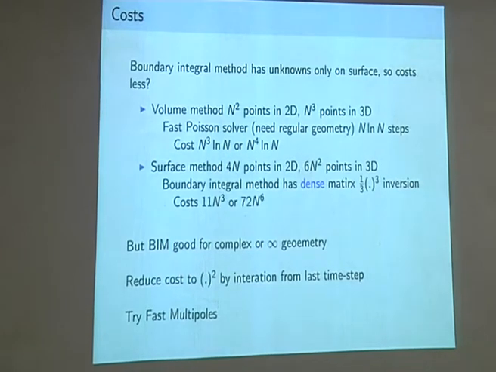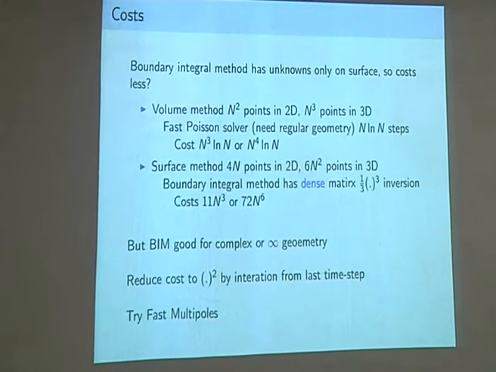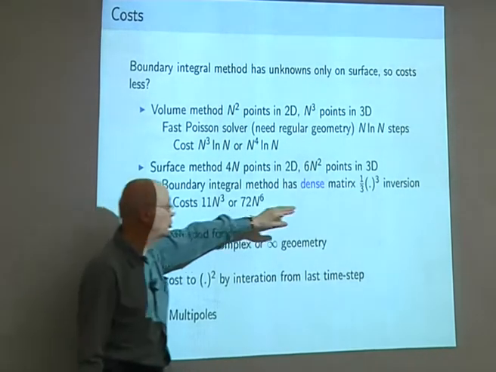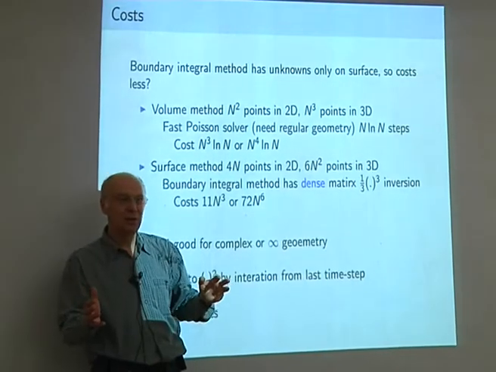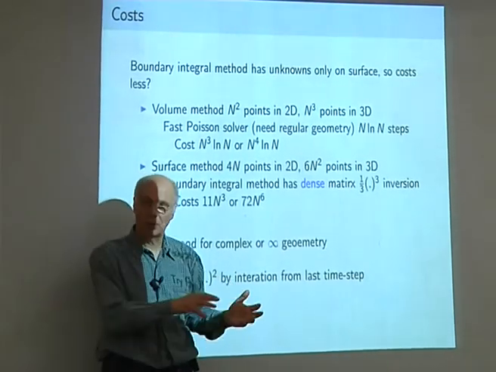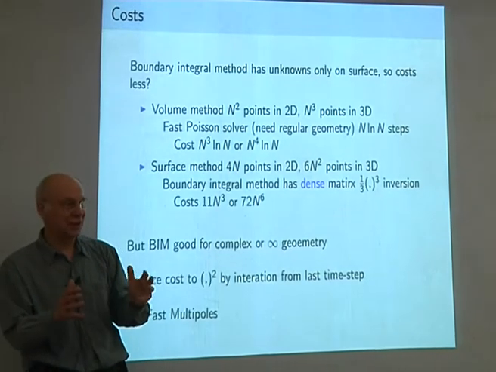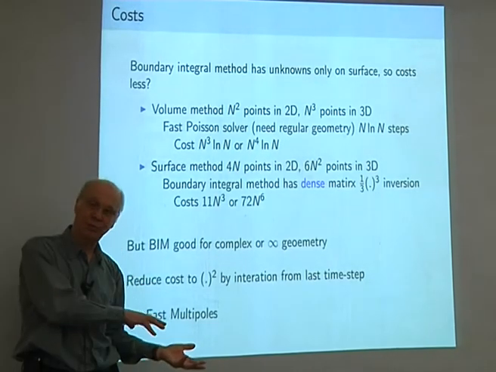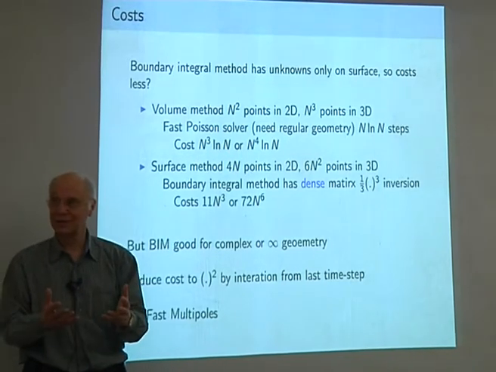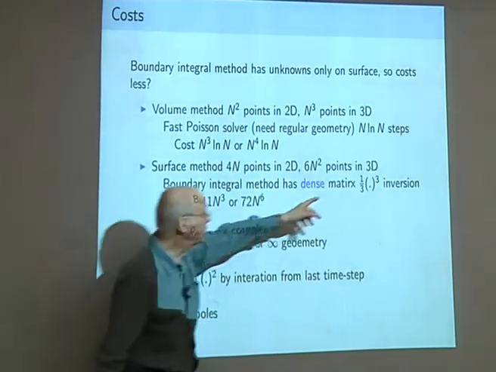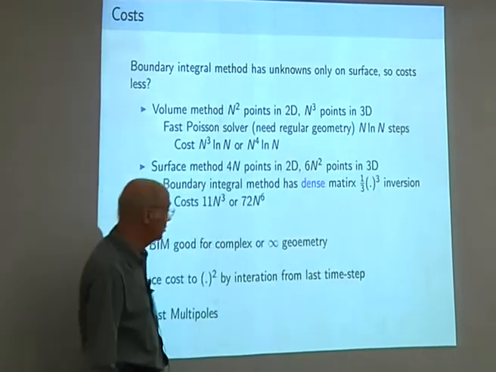There are big advantages of the boundary integral method. One is that this high cost applies if you have to do a direct matrix inversion. When you're time stepping, the previous time step is a rather good approximation to the solution at the next time step. And so you could use that previous time step and just make one iteration of your integral equation. And that cuts it down from an n cubed to an n squared calculation.